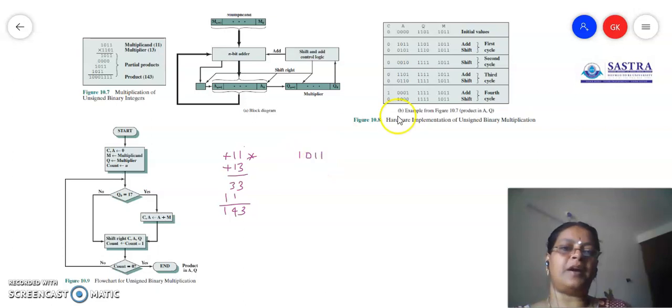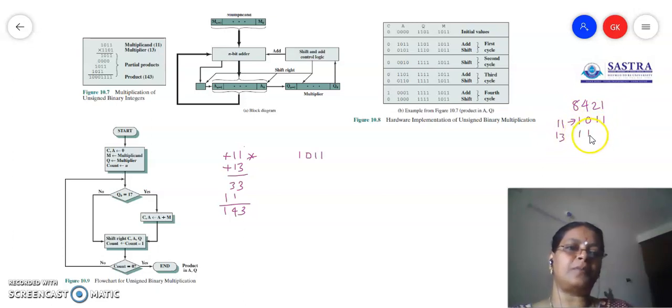How are we converting this to binary? Maybe you can take the 8421 code. I want to find the binary equivalent of 11. So 8 plus 2 is 10, plus 1 is 11. If we add these weightages, 8 plus 2, 10, plus 1, 11, the 11 equivalent will be this one. And then 13: 13 is 8 plus 4, 12, plus 1, 13. So this is going to be my 13 binary equivalent.